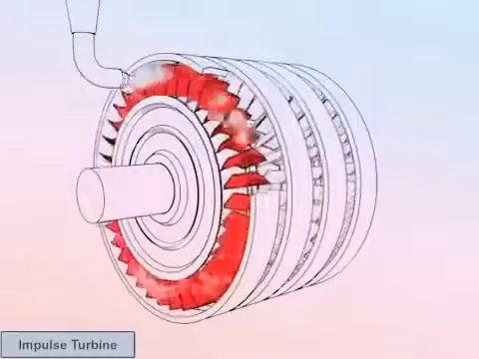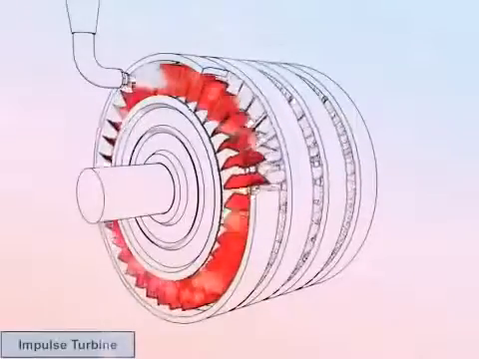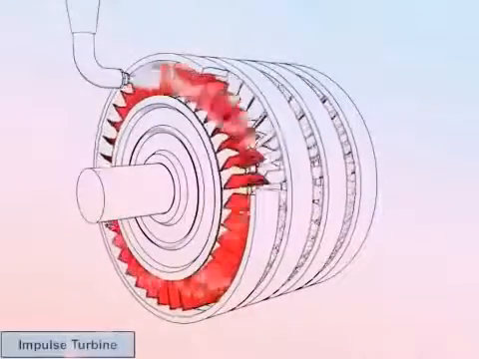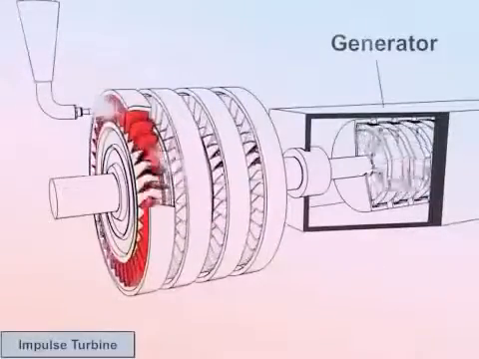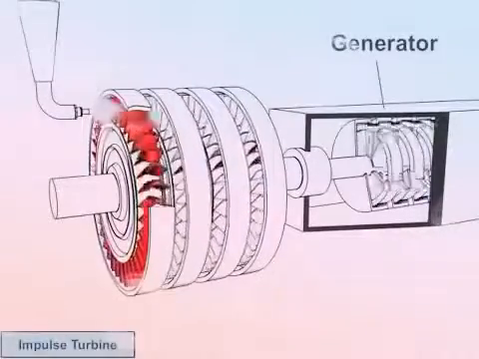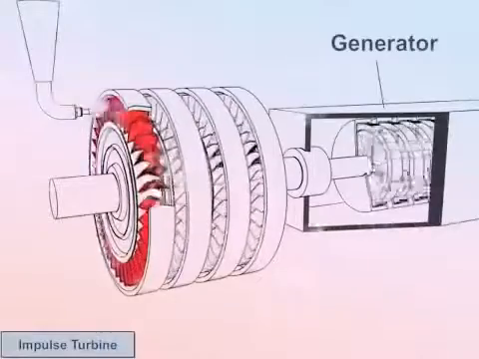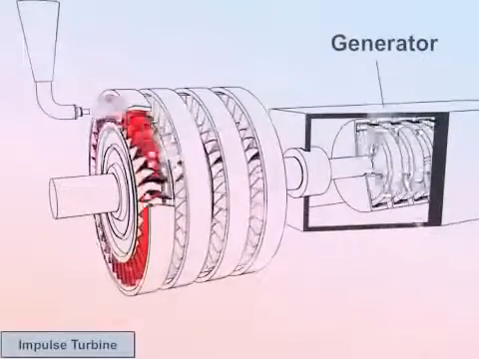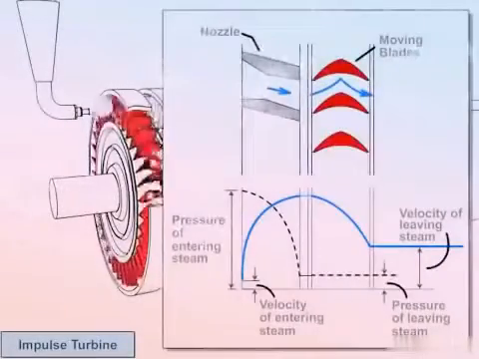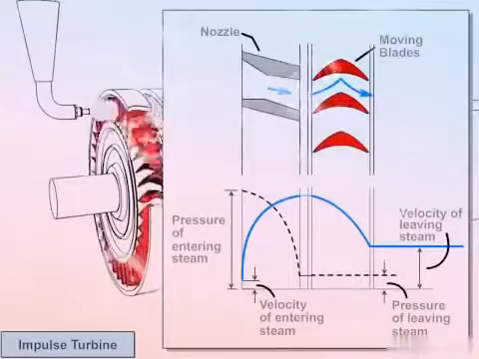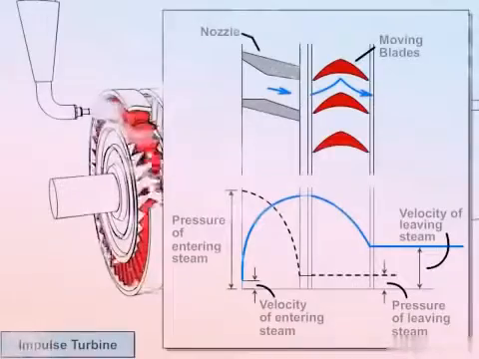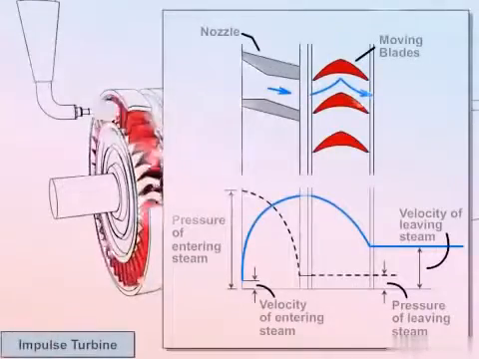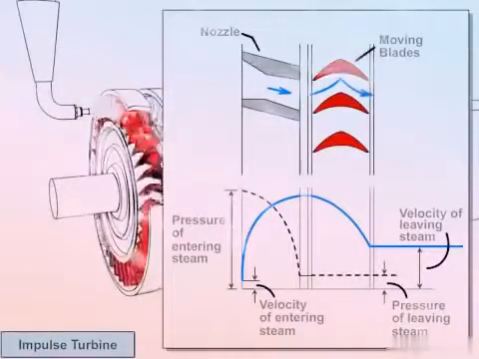Due to this, turbine runner and shaft start rotating. This shaft is also connected with the generator. Therefore, generator rotates and the electricity is produced. Let us study the working of this turbine in detail. The diagram shows the principle behind the working of impulse turbine.